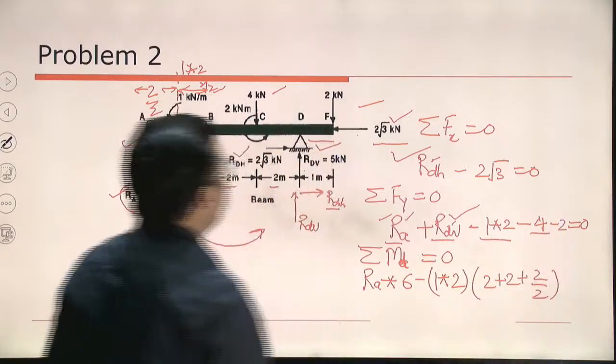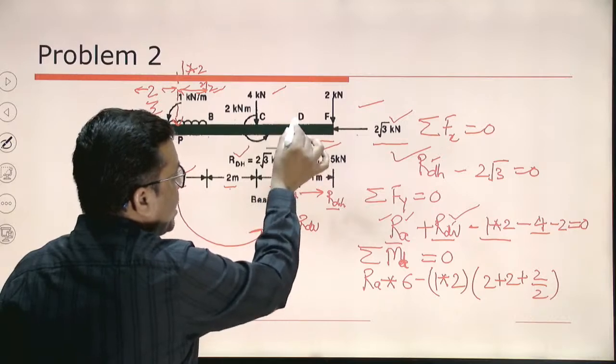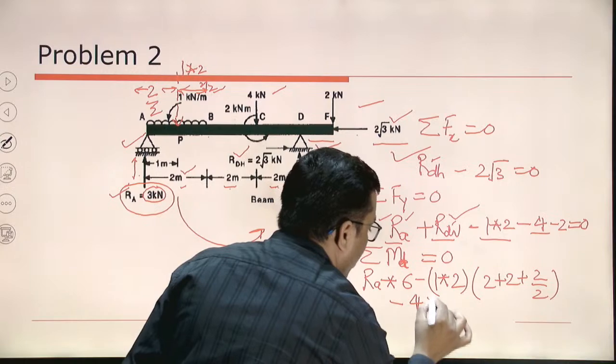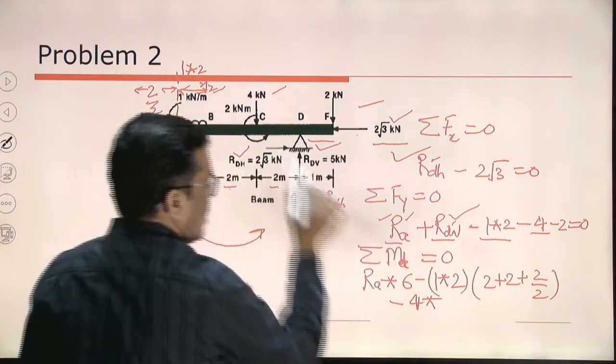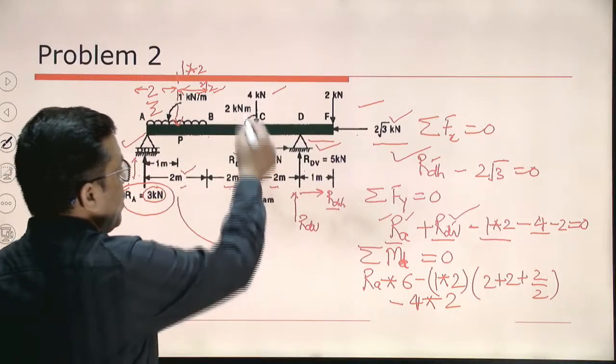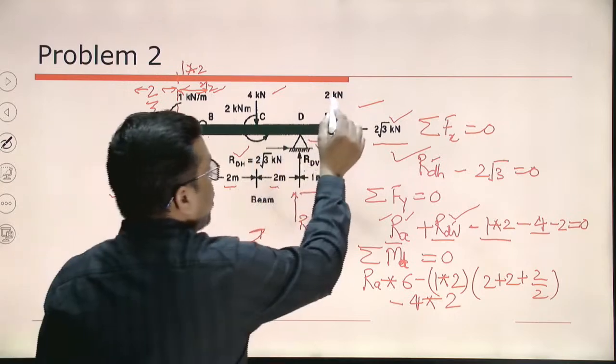Now I am coming to the 4 kilonewton which is at point C. The moment due to this about point D will be minus 4 into, what is the distance? 2. 4 into 2. Okay, very good. It is 4 into 2. No issue.